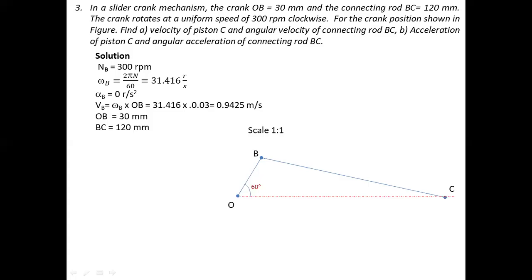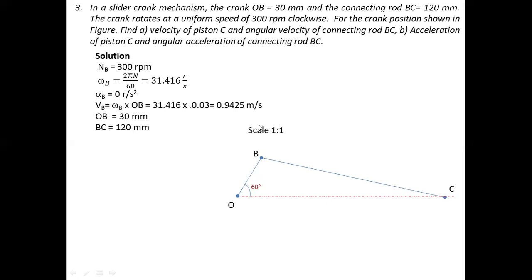So, in today's class we will discuss the velocity and acceleration diagram for a slider mechanism. This is the given data. We have crank length OB 30 mm. The length of the connecting rod is 120 mm. The crank position is 160 degrees and the crank speed is 300 rpm in the clockwise direction.